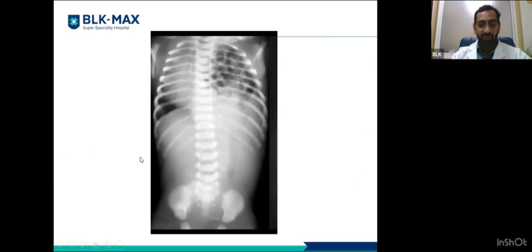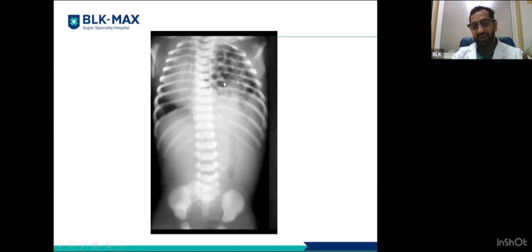So that's the child. You can see here an absolutely gasless abdomen with gas shadows seen in the left hemithorax. The whole of the small and large intestine is lying in the chest because of a large diaphragmatic defect. So here the abdomen will be scaphoid, a gasless abdomen, with the intestines lying in the left hemithorax with a mediastinal shift.